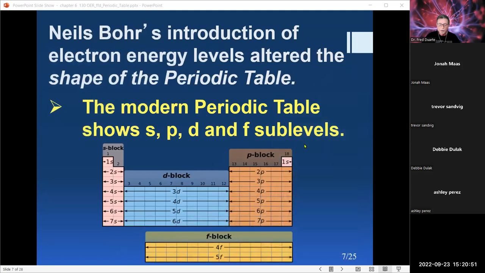Anyway, Niels Bohr, as we talked about last chapter, brought forward the idea that electrons occupy specific energy levels. And then here's the S block, the D block, the P block, and the F block, all related to the electronic configuration and where the electrons exist for all of the elements. Okay.